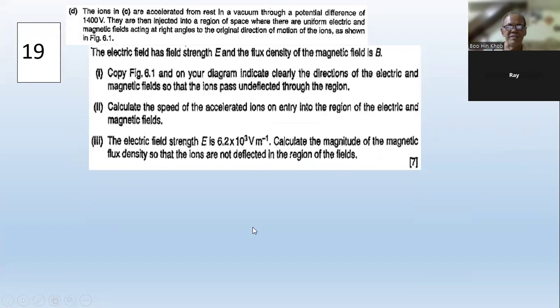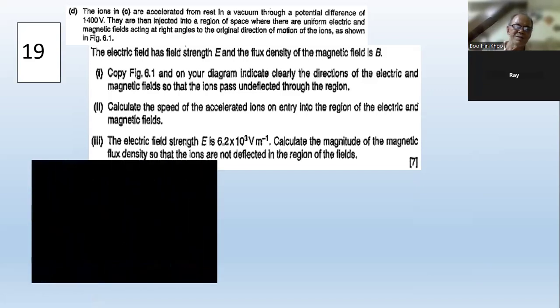Calculate the speed of the accelerated ion on entry into the region of electric and magnetic field. That's the info given. How to calculate the speed of the accelerated ion? Use eV, which is half mv squared.